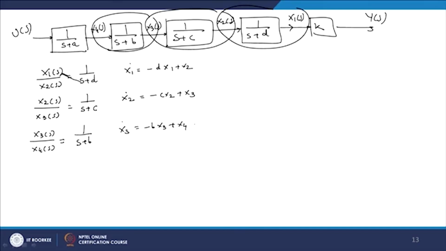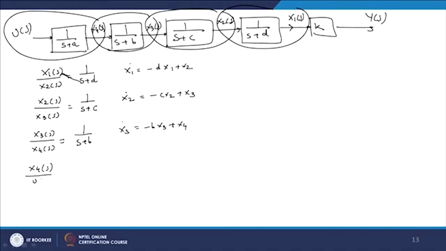And now regarding this block, that is x4 of s by u of s, we can write as 1 upon s plus a. Now again we cross multiply it, what we will get? We will get x4 dot equal to minus a x4 plus u. So here we got 4 equations, x1 dot, x2 dot, x3 dot and x4 dot.